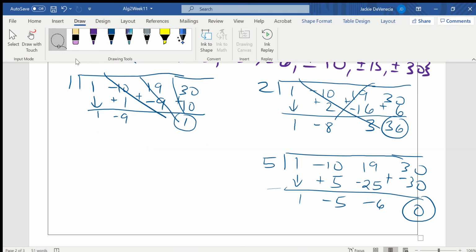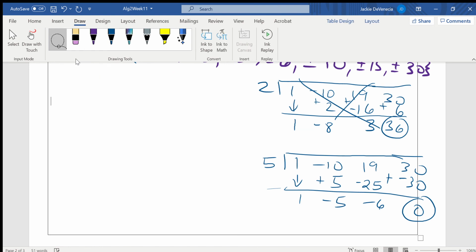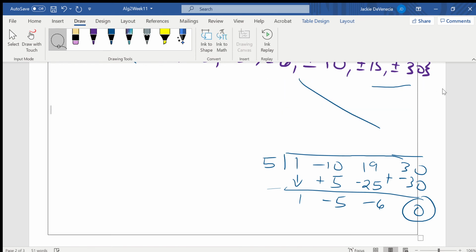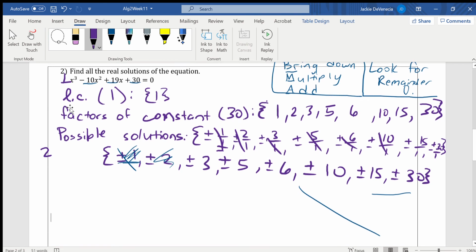Now you're probably wondering, does this mean I have to do the same thing for each and every one of these? No, because since we have that 5, we're set. That 5 is what I was looking for. I'm secure with that 5, and this is what's going to happen to this problem.